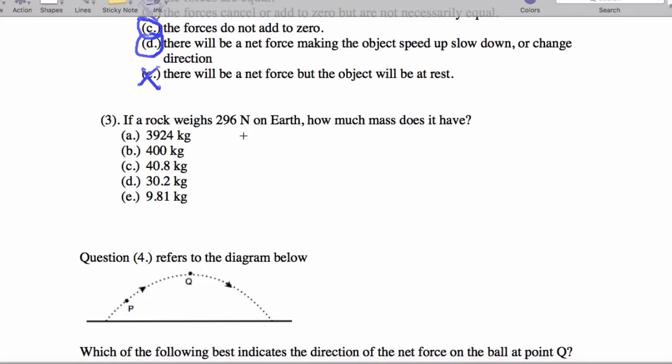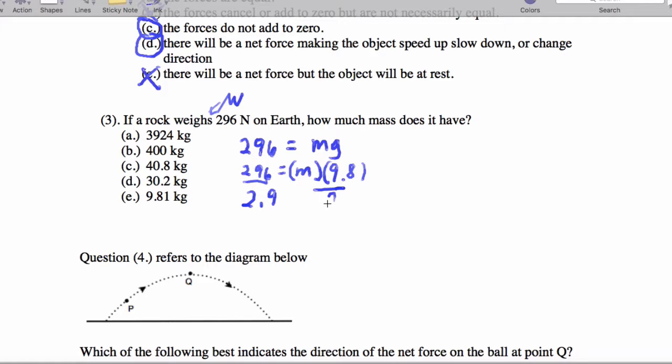Now for number 3, a lot of us kind of did this. 296 is the weight. That equals mg because it's W. Now what a lot of us wanted to do is take the 296 equals m. One small thing: on your exam you should use 10. It turns out that 9.8 is the better number here. And when we actually do that, we'll get 30.2 kilograms.